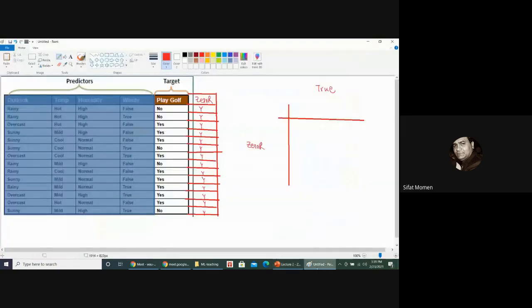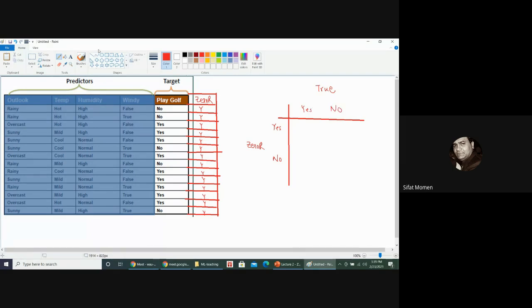Now, how many kinds of target value can we have? True or false? Yes or no? So the target value could be yes or no. Correct? So here the target value is yes or no. Okay, now tell me a bit more carefully.